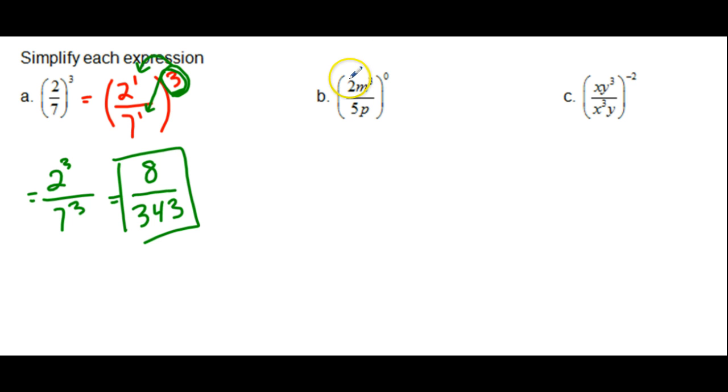This next question, we have 2m to the third divided by 5p to the first, right? Remember, there's a 1 power there. This is all raised to the 0. So if you guys look back at the first video, anything, doesn't matter what it is, raised to the 0, it's going to be 1. All right, you don't really have to do anything. That's that. If it was z raised to the 0, it's going to be 1.